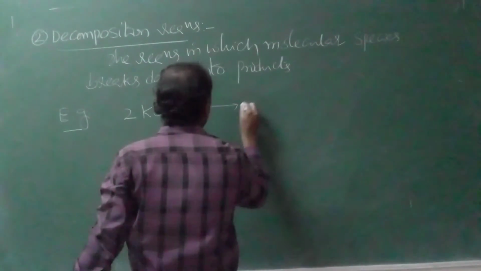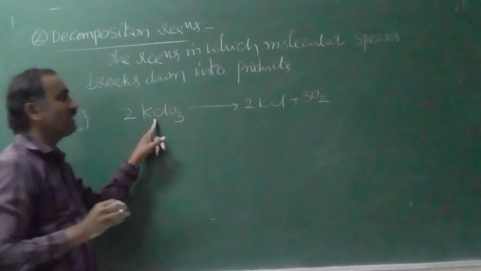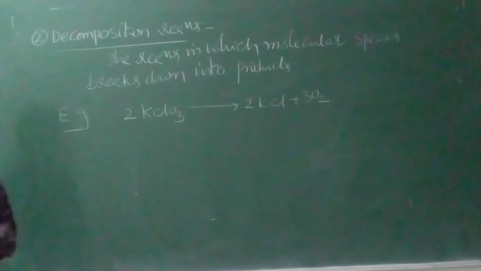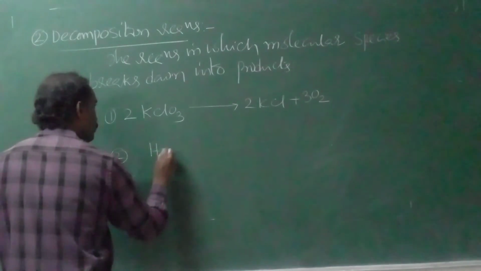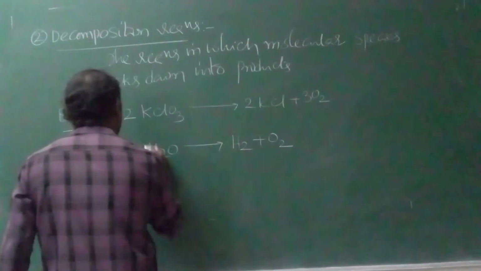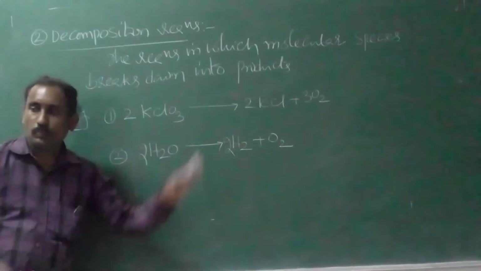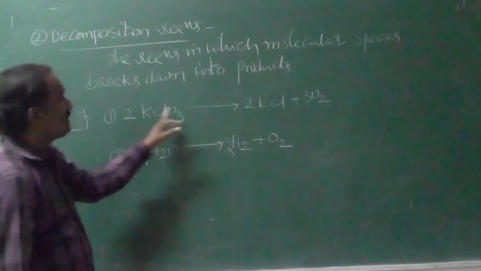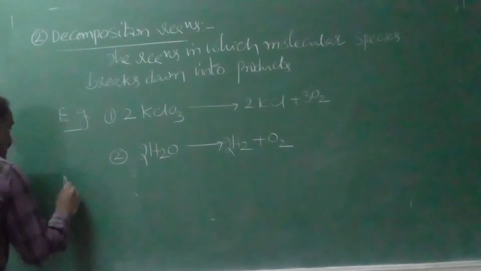Examples of decomposition reactions: 2KClO3 gives rise to 2KCl plus 3O2. See, it is a molecular species. This molecular species breaks down into products. Hence, it is a decomposition reaction. Next, H2O gives rise to H2 plus O. It is also a decomposition reaction. Why? H2O breaks down into products. So decomposition reactions are the reactions in which a molecular species breaks down into products.